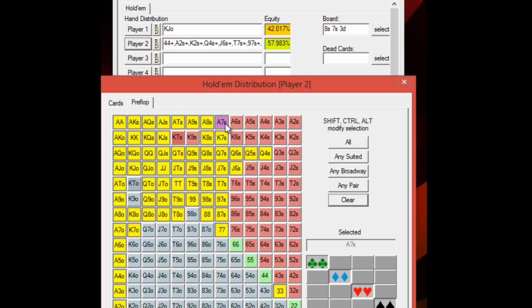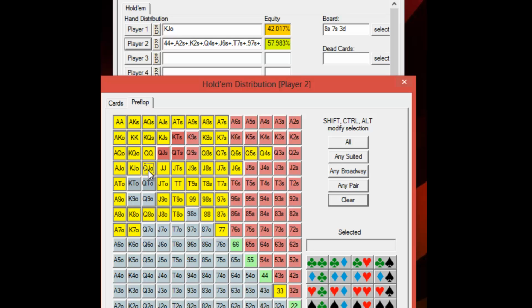So why don't we say ace 7, ace 8 or better. And then he's going to call with jack 10 because that's got a gut shot. Jack 9's got a gut shot. 10-9, all these have gut shots. Probably fold queen 9, queen 10. Might fold queen jack.